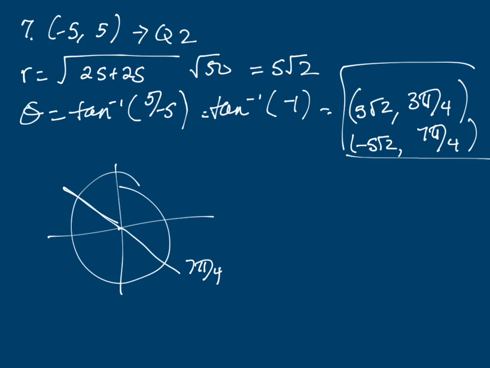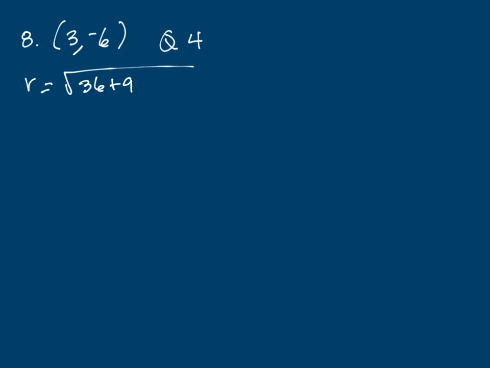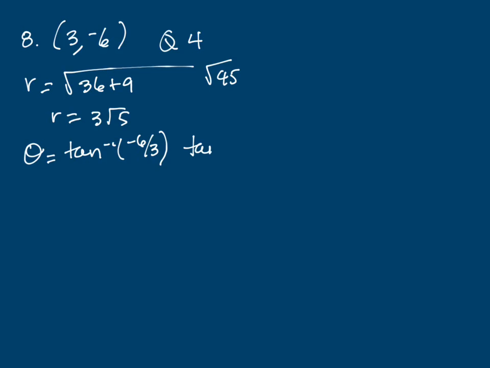Okay, moving on to number 8. We would have 3, negative 6. And that's in quadrant 4. That's my cat crying. R would equal the square root of 36 plus 9, or the square root of 45, which is 3 square root of 5. So r is 3 square root of 5. Theta is equal to the inverse tan of negative 6 over 3, or the inverse tan of negative 2.